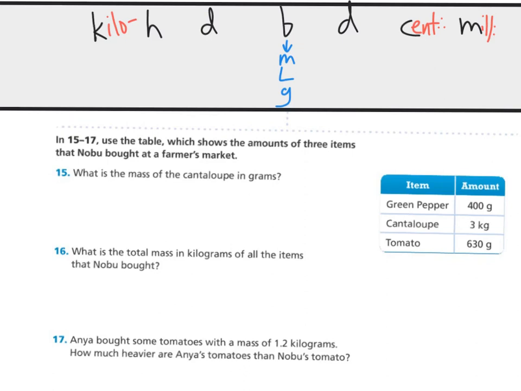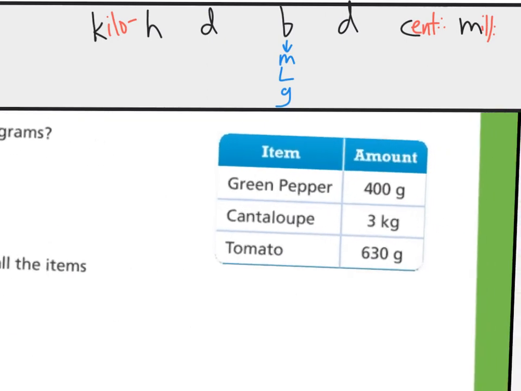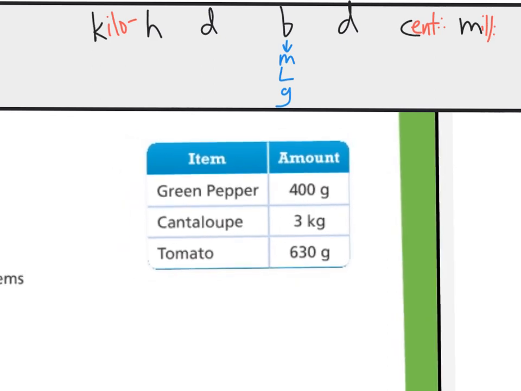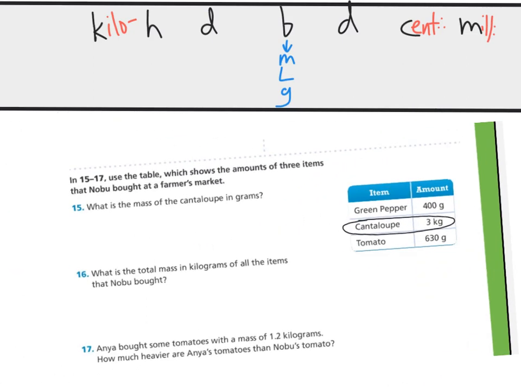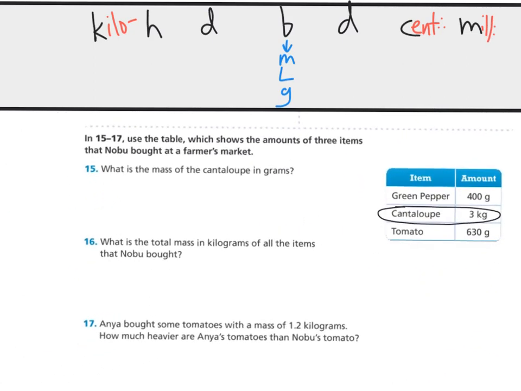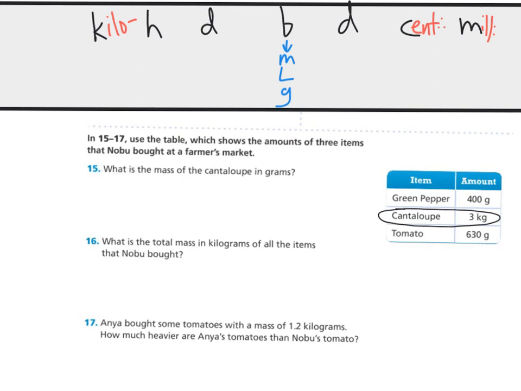If you look at number 15, they want us to use the table, which shows the amounts of 3 items Nabu bought at the farmer's market. So the question for 15 is, what is the mass of the cantaloupe in grams? So first of all, we have to look at the table. We have to find the cantaloupe. And you can see they're telling us the cantaloupe weighs 3 kilograms. And the question is, they want us to find how many grams that's equal to.